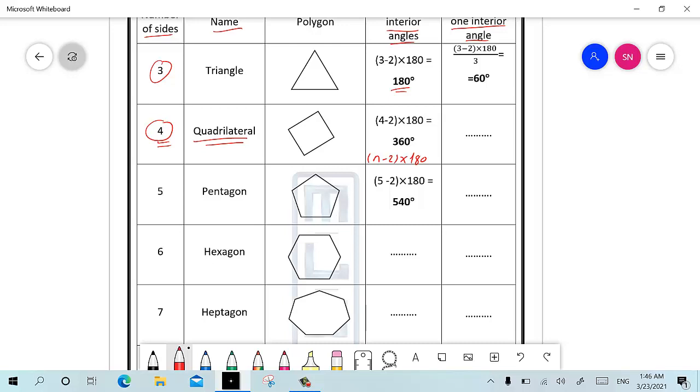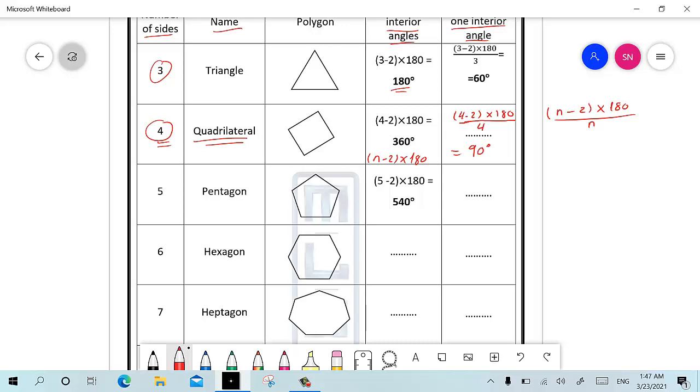What about if I want to find one interior angle? To find one interior angle, I use the rule n minus 2 times 180 all divided by the number of sides, which is n. I know here that n is equal to 4. So I have 4 minus 2 times 180 all divided by 4, and this is going to equal 90 degrees. And let's go now for the next one.